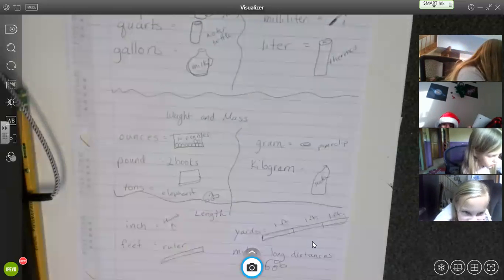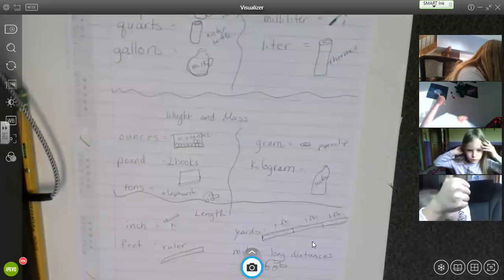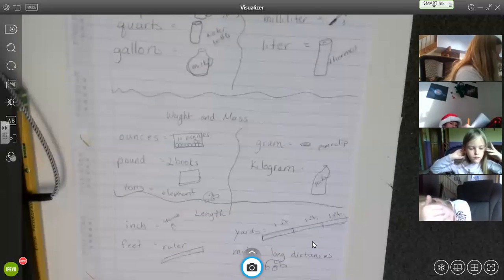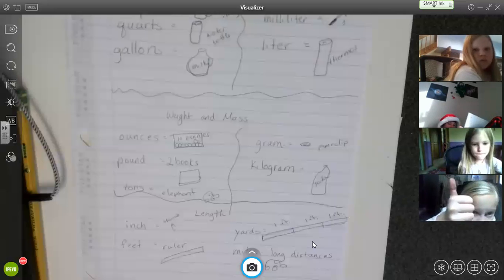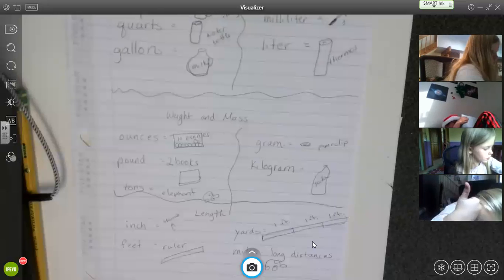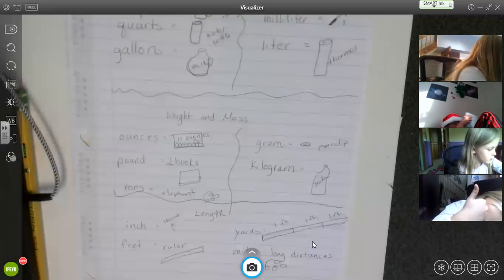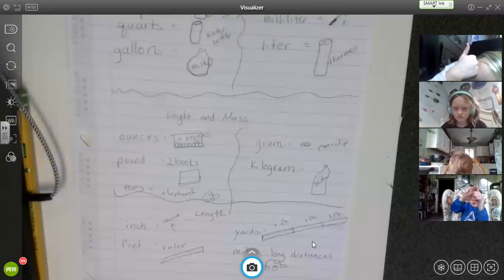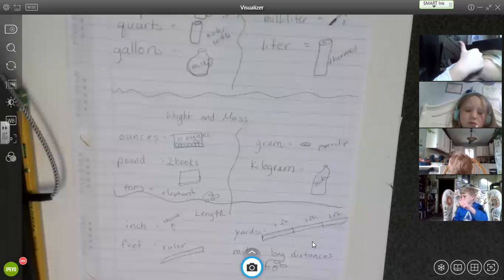When you are finished, give me a thumbs up. What was the object for an inch? I said your thumb. For my thumb, it's like from my knuckle to the tip, so it's not exactly your whole thumb, but might help. I see Madison is ready.